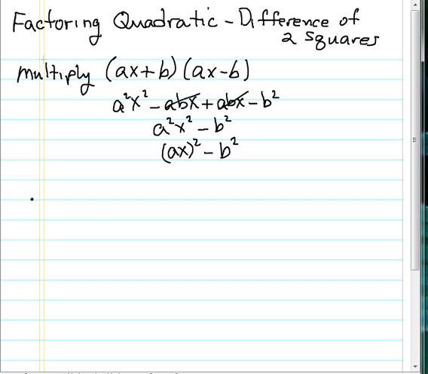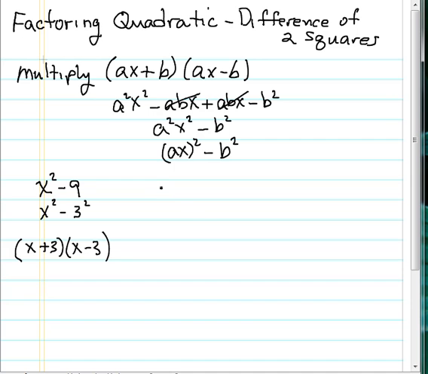So if we look at a couple examples, if we look at a simple one, x squared minus 9, now that's a difference of two squares. This is x squared and 3 squared. So this is again x squared minus 3 squared. So that's going to factor into x plus 3 times x minus 3.